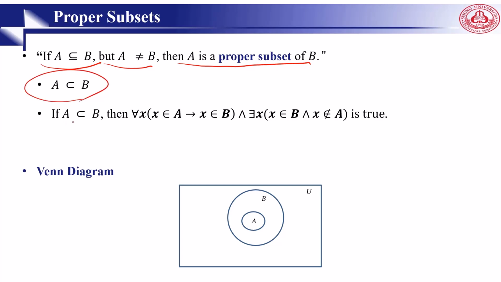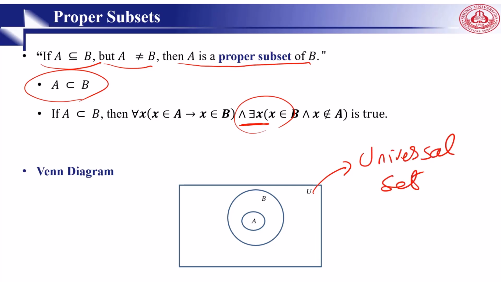So if A is a proper subset of B, then for all x, x in A implies x in B, and there exists x in B and not in A. This is called a counterexample. I already gave you an example here. This is a universal set. Then there are some elements in B and there are some elements in A. Each element of A belongs to B, but there are some elements in B which are not elements of A. This is called a proper subset.